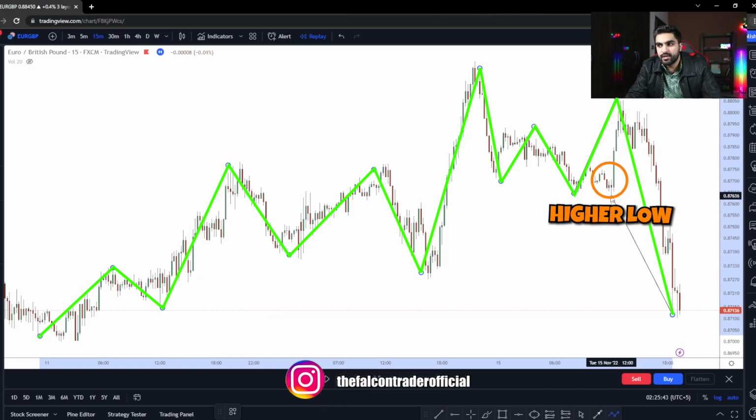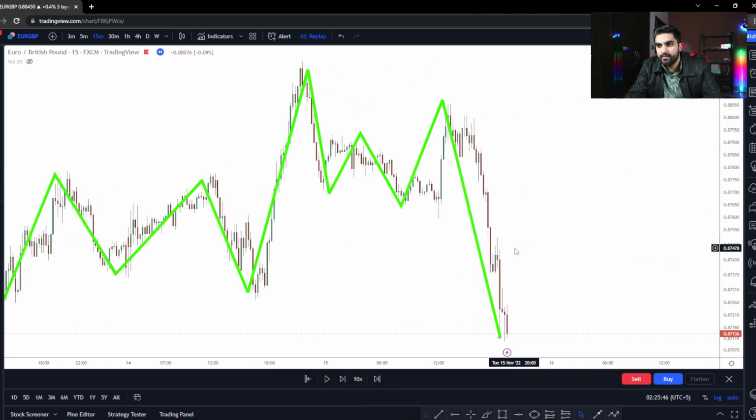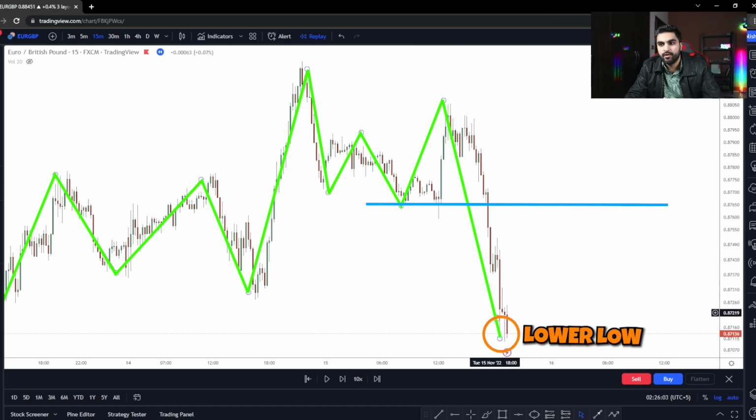So there was this higher low, and look how strong the sellers came down. When they came down, they ended up breaking this higher low area. So definitely a change of character happened here, as the market broke this structure and ended up creating a lower low. So what do we need now?